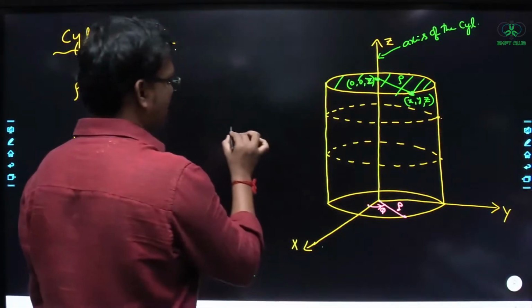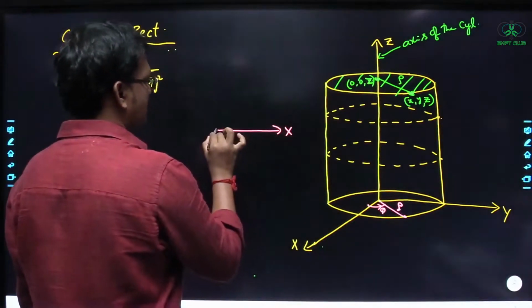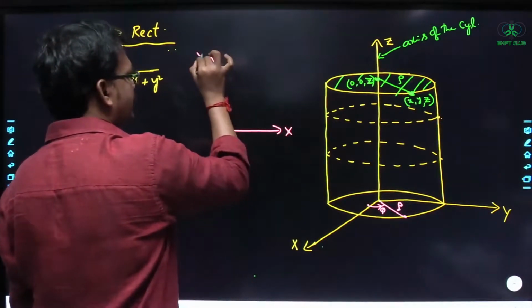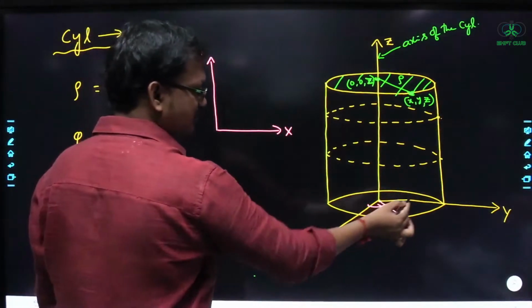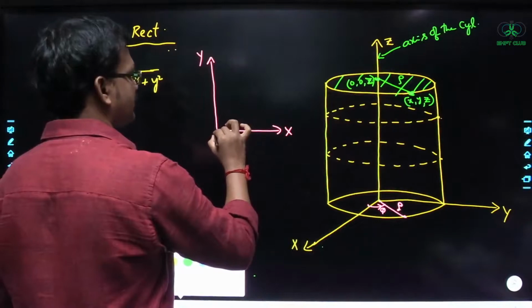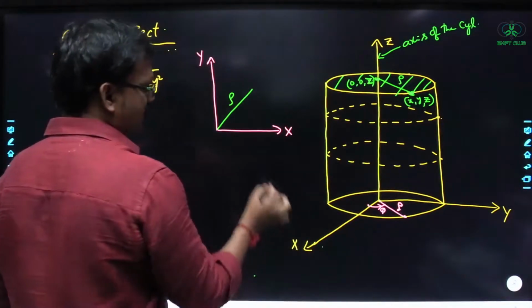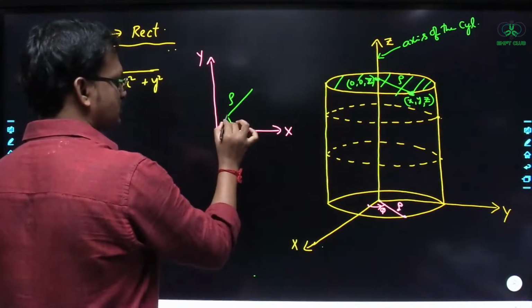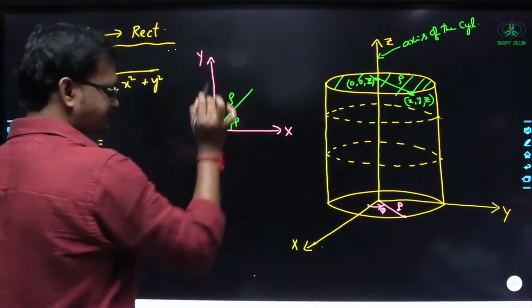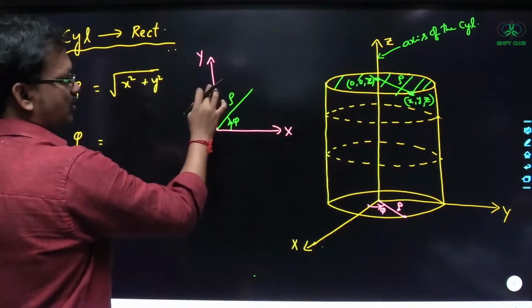Right. Now here I am drawing the diagram separately. Here I am considering the x axis and here the y axis, and between the x axis and y axis you are having rho. The angle between the x axis and rho is nothing but phi. So if you observe, rho is neither along x nor along y.